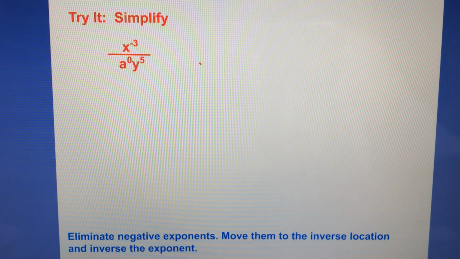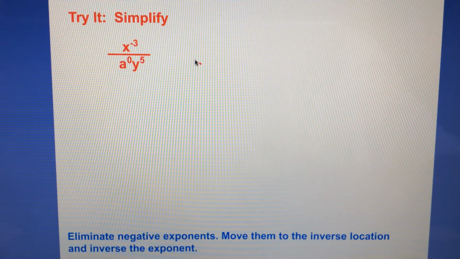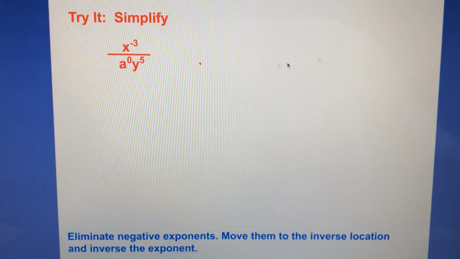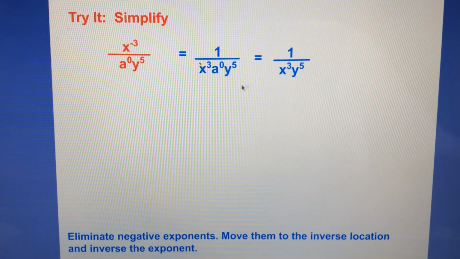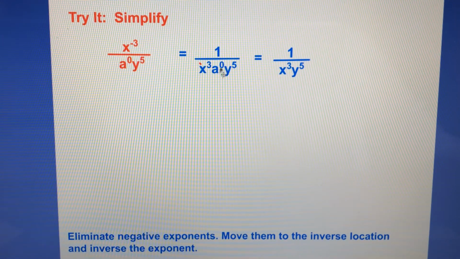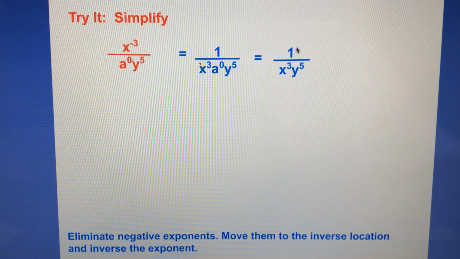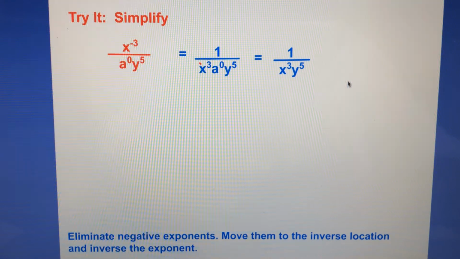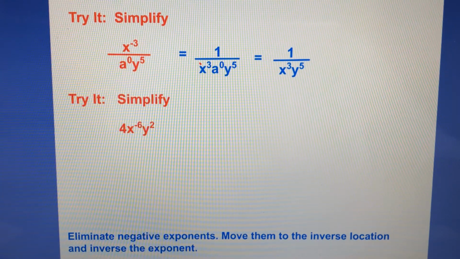Let's try something. Here I'm looking at x to the negative third. We know that has to move to the denominator. Then a to the 0. Do you remember your rules of exponents when you have an exponent of 0? A to the 0 is then called 1. So it's going to be eliminated. Y to the 5 stays exactly where it's at. My answer, 1 over x to the third, y to the 5th.